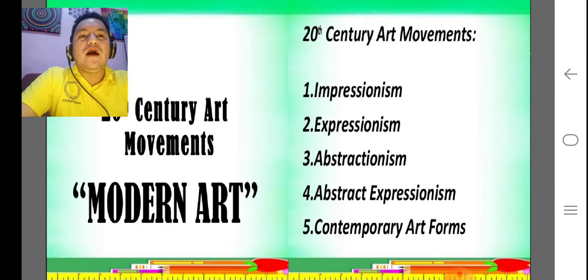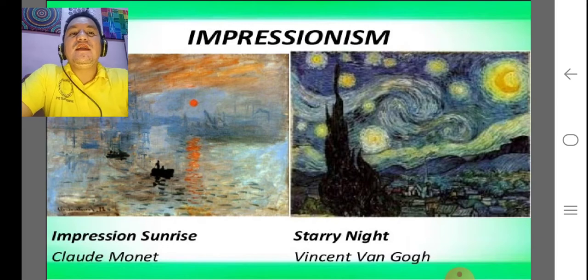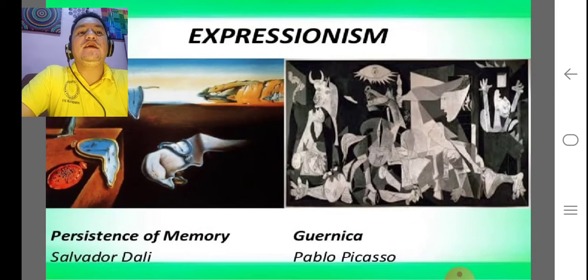As we go along with our lessons, I will be discussing the different characteristics, and we will also be dealing with the different painters or artists during this time. So, let's go! First, we have here Impressionism. Later on, we are going to describe different pictures and see if the characteristics that we are going to tackle are in the different images that I am going to show you. Okay. Here are some examples of the artworks.